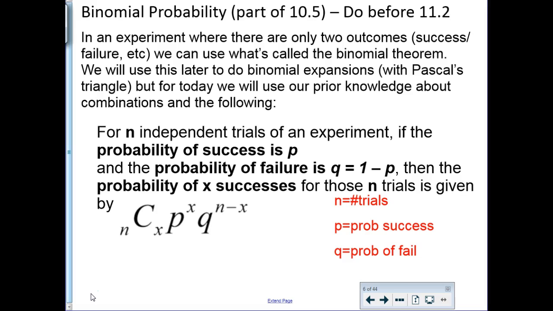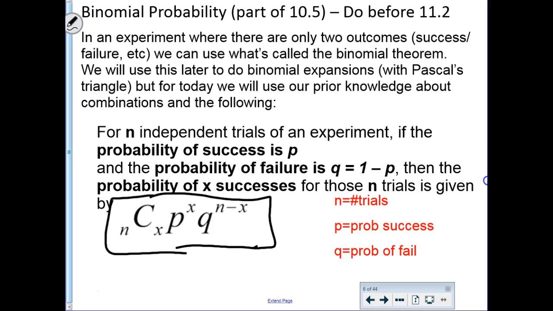So here's the formula. And it is on your formula sheet. But I'm going to show you how to use the formula first. And then I'm going to show you how we're really going to do it. And it's not using the formula. So the first part of the formula is a combination. Remember yesterday we had a combination? So it starts out with a combination.